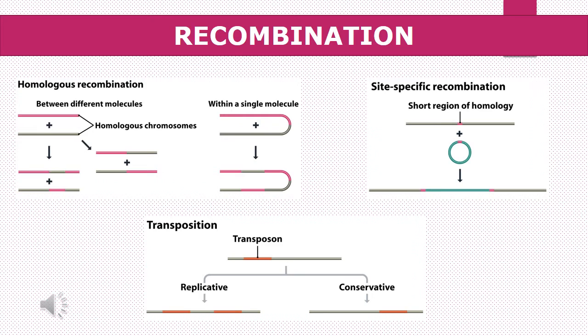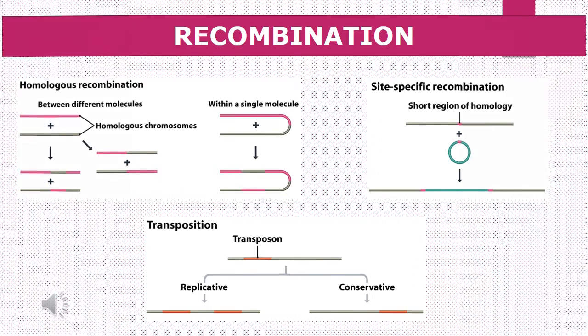Apart from homologous recombination, there are two other types of recombination too. The first one is site-specific recombination, where a short region of homology is required, and the second is transposition. For transposition, there is no need of homology and it is generally spontaneous and random. So let us see what homologous recombination is in more detail.